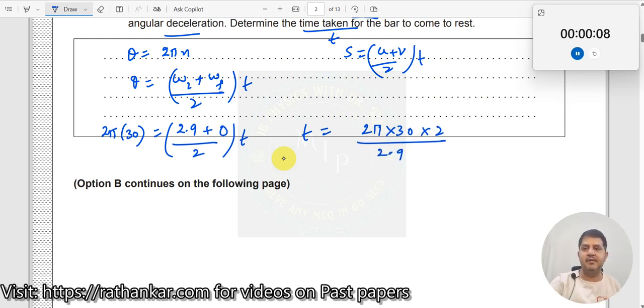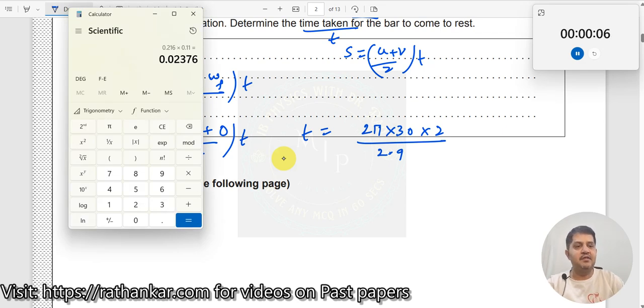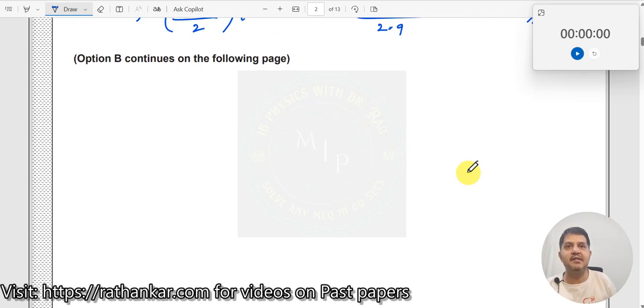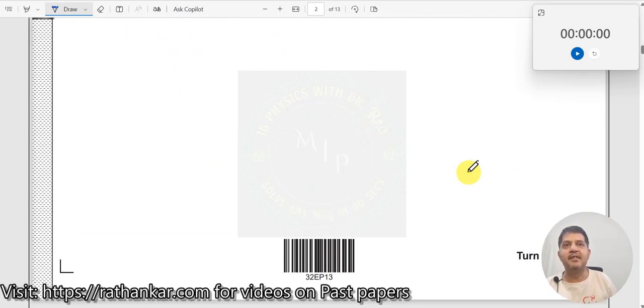Okay, let us do this value. How much do I get? It should be 2 star 3.14 multiplied by 30 multiplied by 2 divided by 2.9. So which would be 129.93, which is nearly 130 seconds over here. 130 seconds. Thus, we are able to complete this within the stipulated amount of time. Maybe we have taken some more time.